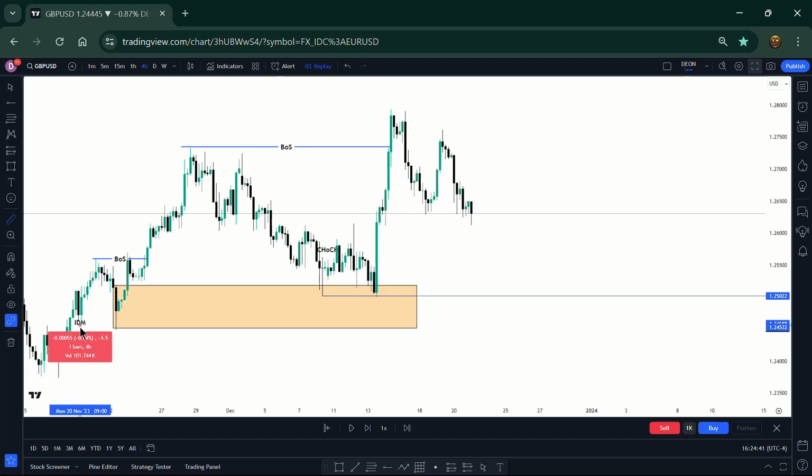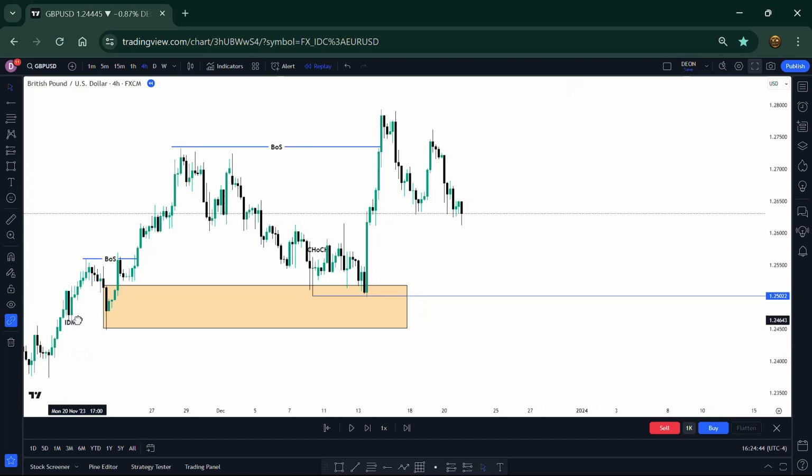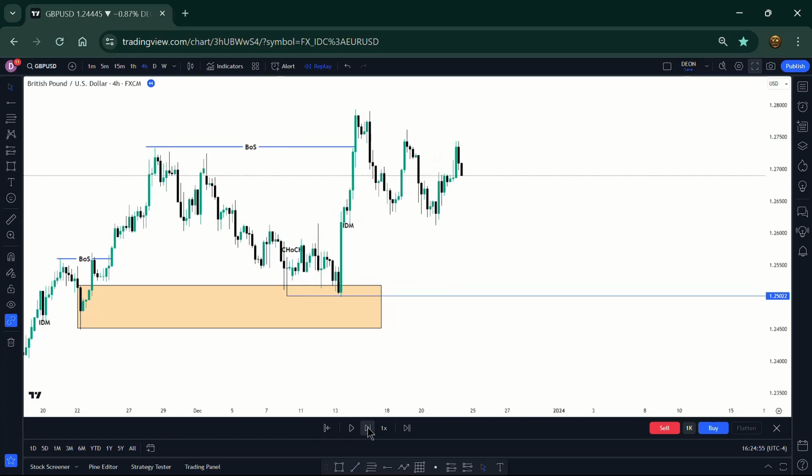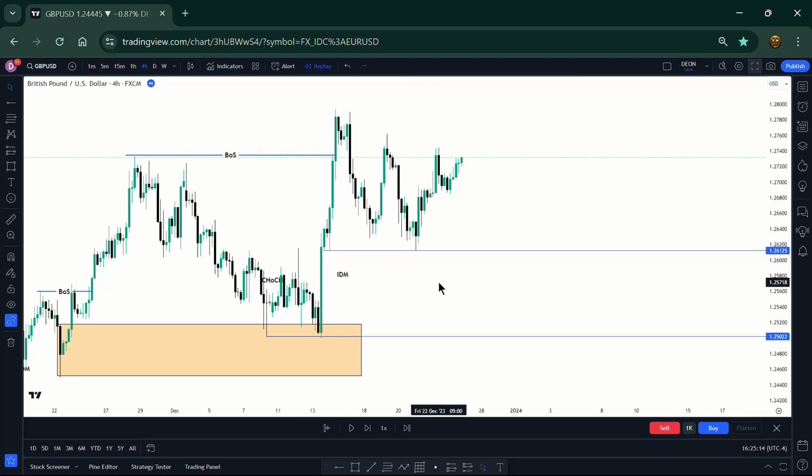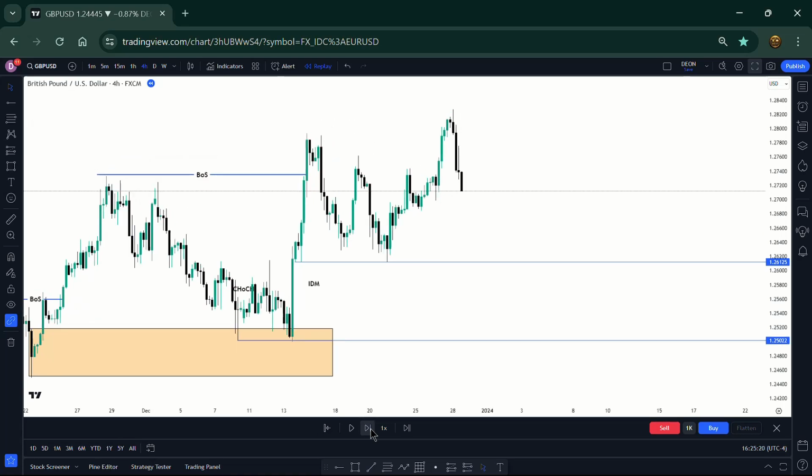Inducement taken out right here. Has it been taken out? Let me see, it's not that clear. Wait, let me draw a line. I need to be sure. There is our inducement. No, they are on the same level. It hasn't been taken out, so let's wait.